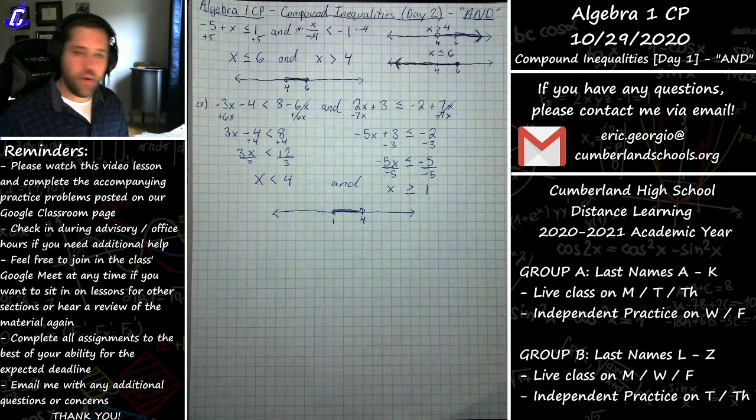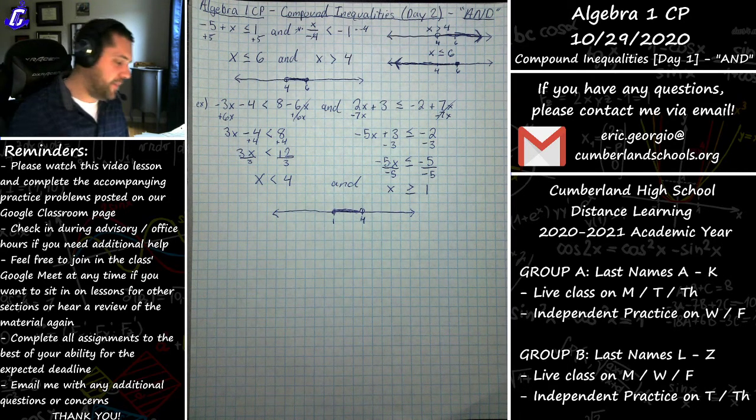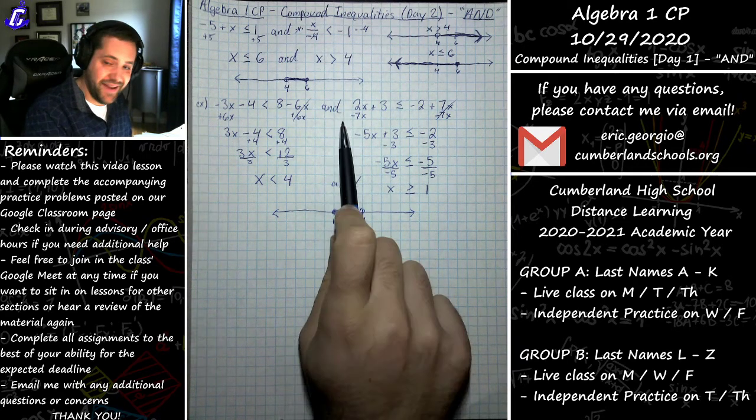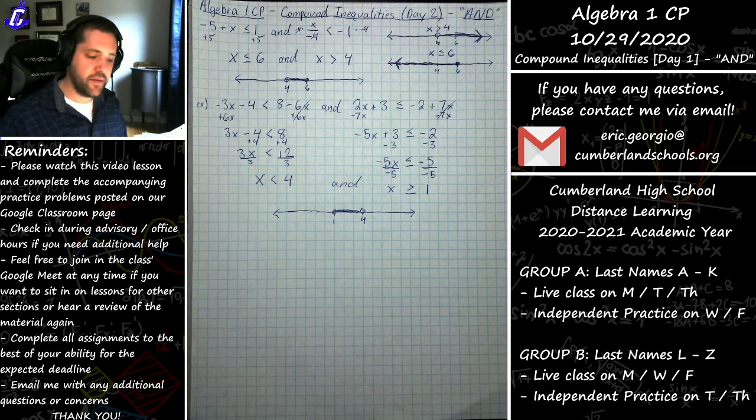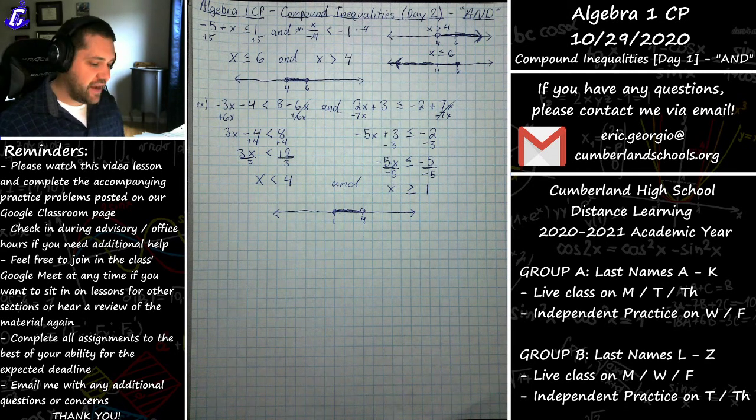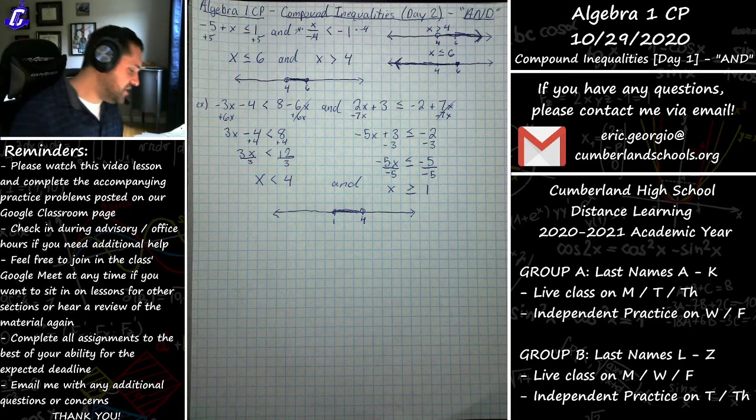So just like with the OR problems, we're solving two inequalities and graphing them on the same number line, but now we're looking for that overlap because we need to satisfy the word and, talking about both cases. Okay? Now, what's cool about compound inequalities with and is they can actually be written without the word and. And you might be like, how can you write an and problem without the word and? Oh, let me show you.